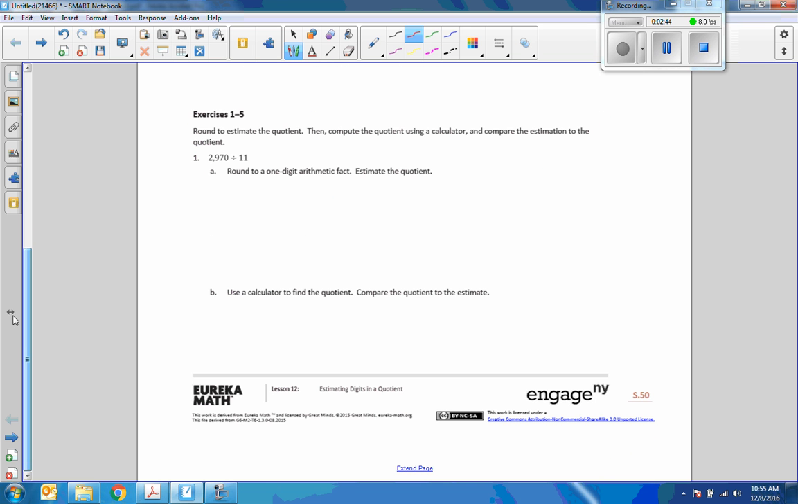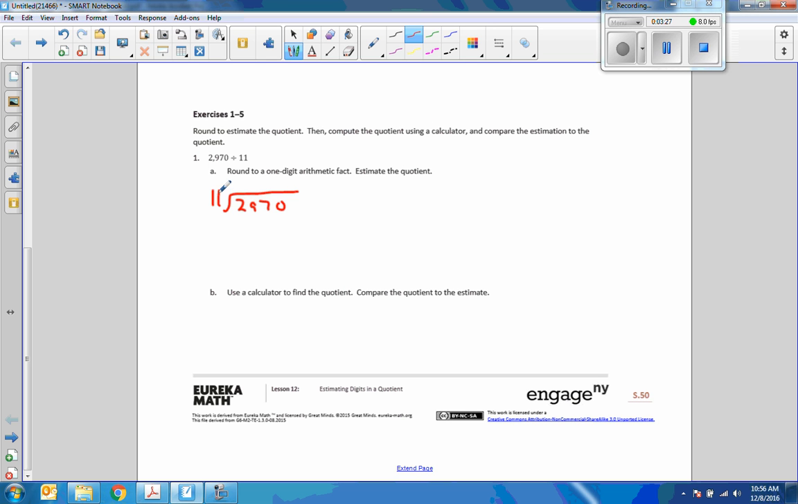Now exercises 1 through 5, it says round to estimate the quotient, then compute the quotient using a calculator, and compare the estimation to the quotient. 2,970 divided by 11. Round to a one-digit arithmetic fact, and then estimate the quotient. So what they mean is we're going to divide 2,970 by 11. And now we want to estimate.